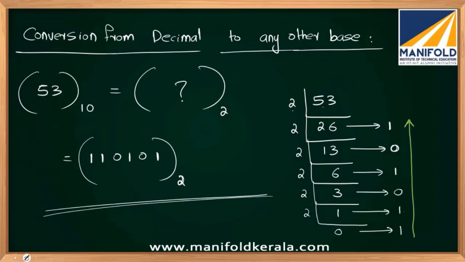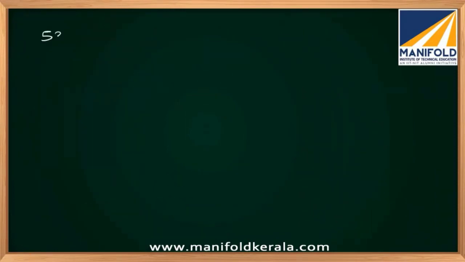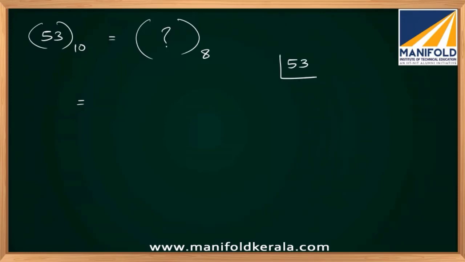Suppose you want to convert the same number. Suppose you want to convert 53 base 10 into a number base 8. Suppose you want to convert from decimal to octal. So how will you do this? What is the procedure? Exactly the same procedure. You need to do the repeated division. So 53 has to be divided with which number do you think? If you want to convert this into the base 8 system, 53 has to be divided with which number? It has to be divided with 8, right?